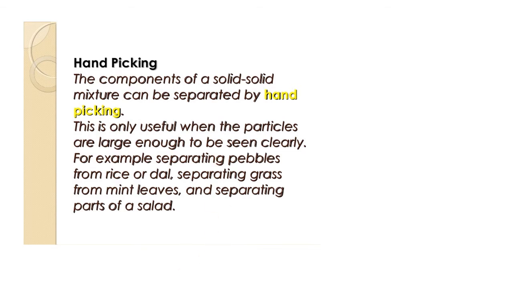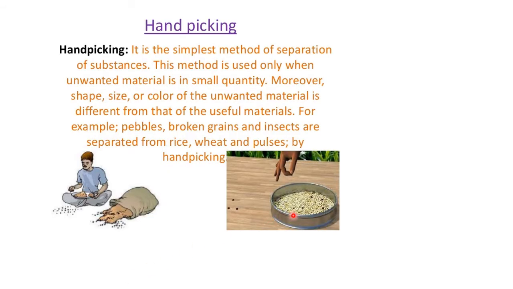This is very important. They can be separated by hand picking if the impurities are large enough. And what are the examples? Pebbles from rice or dal, separating grass from mint leaves, and separating parts of a salad. Here you can see in the diagram these are the impurities and this lady is separating them from our grains. Even insects can be separated from the rice.